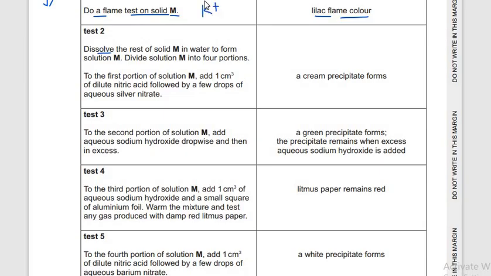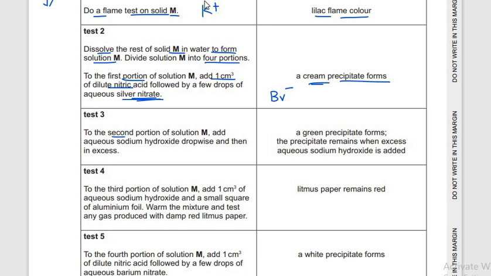Okay, dissolve the rest of the solid M in water to form solution M and divide it into 4 portions. The first portion is add 1 centimeter cube of nitric acid and silver nitrate, and we get cream precipitates. Now again, if you compare it with the cation anion test, you will see that with silver nitrate, if it gives cream precipitates, we have bromide ions.